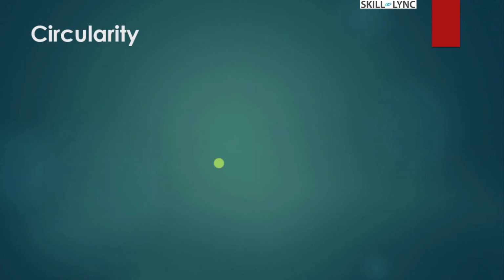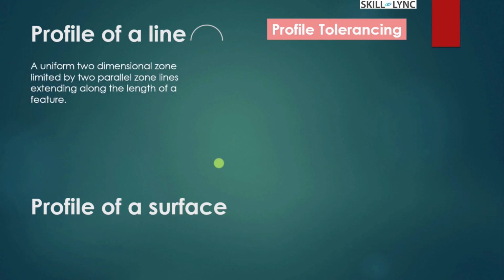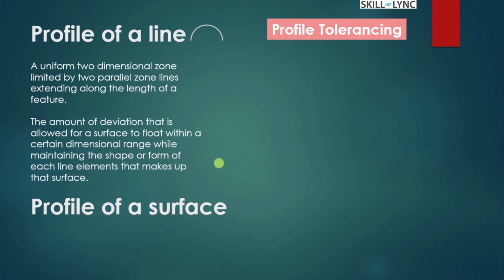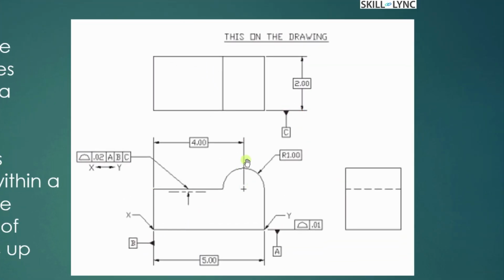Let us go back to our slide here. This profile of a line is represented by an arc element. It means a uniform two-dimensional zone limited by two parallel lines extending along the length of the feature. Whatever length it might be, a parallel surface is extruded on both sides. That will define the amount of deviation within which the surface should be lying. So this is the profile of a line variation. If you see this feature where we have this curvilinear element, this is applied to this surface with this reference.